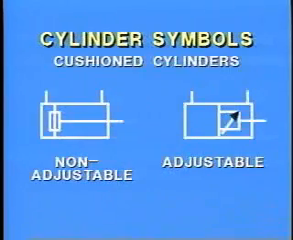Some cylinders have cushions built into them. The cushion slows down the movement of the piston as it nears the end of its stroke. Cylinder cushions are shown as a smaller rectangle on the piston. If the cushion has an adjustable orifice, a slanted arrow is drawn at 45 degrees across the symbol.